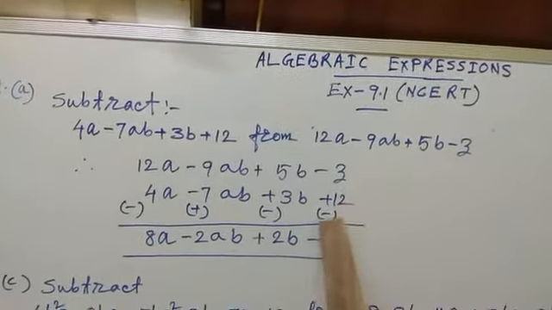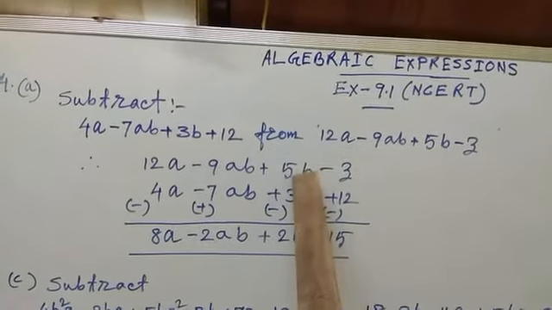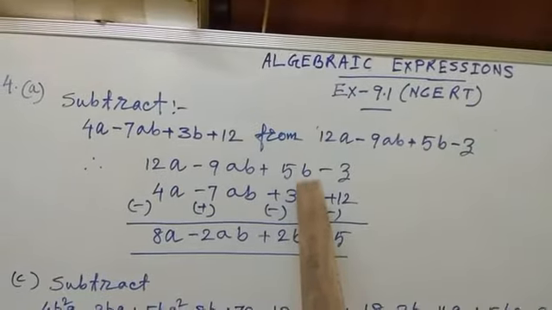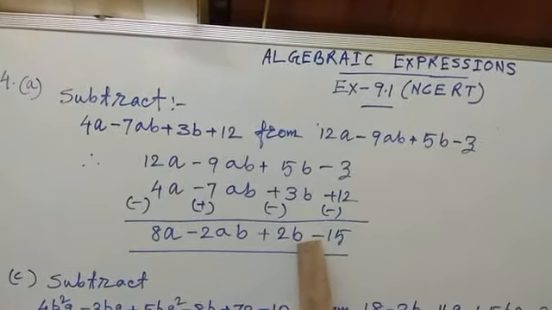Now minus 3 minus 12 is minus 15. Then plus 5 minus 3 is 2, plus 2 with B. Minus 9 plus 7 is minus 2 with the literal coefficient AB. 12 minus 4 is 8 with the literal coefficient A. So the difference of these two expressions is 8A minus 2AB plus 2B minus 15.